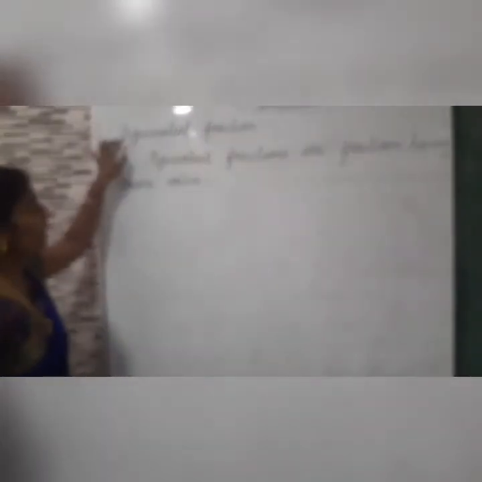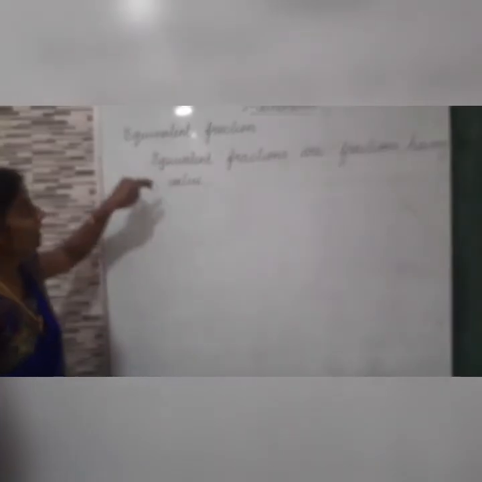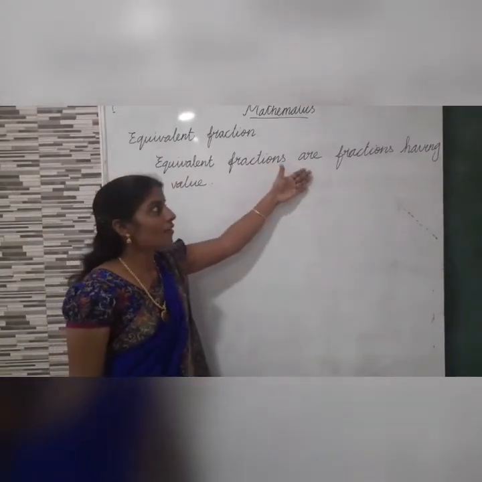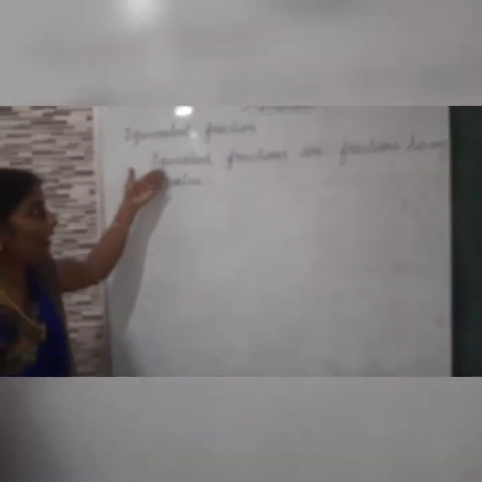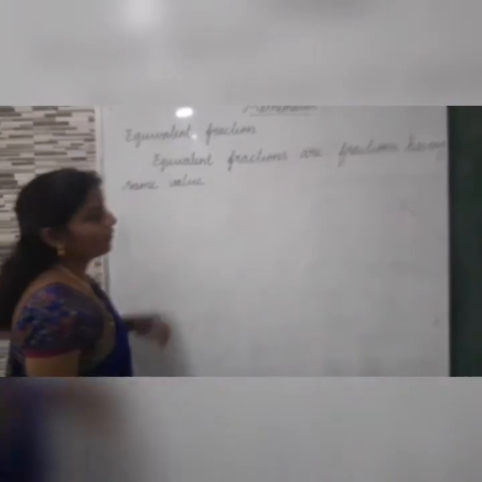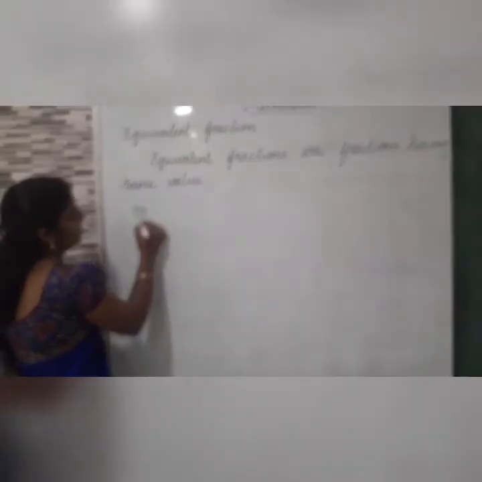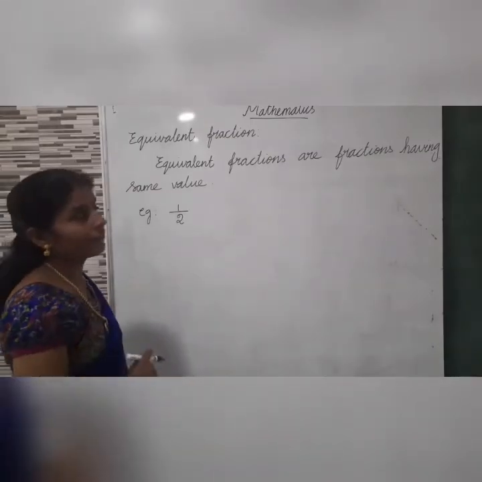Next one, equivalent fraction. What is an equivalent fraction? Equivalent fractions are fractions having the same value. Now we can take any one fraction, for example 1 by 2. Now we can find the equivalent fractions.